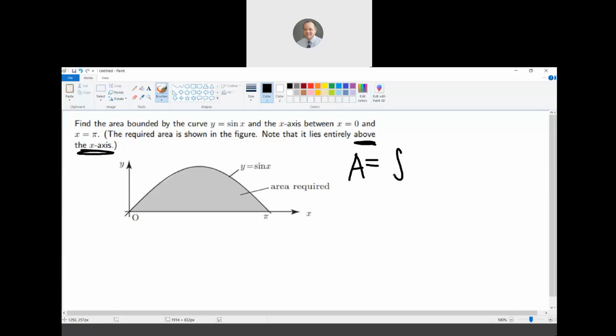Our region under the curve is going from 0 to pi. The integral of sine x dx. The integral of sine x, and by the way, you can search on Google and find a printable version that lists all the basic trig integrals. The integral of sine x is negative cosine x. And we are evaluating that from 0 to pi.